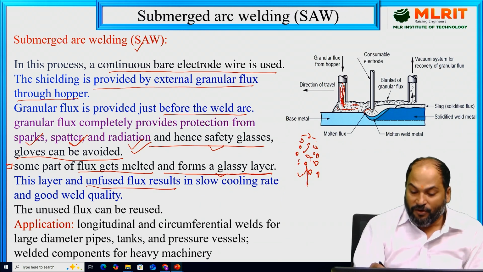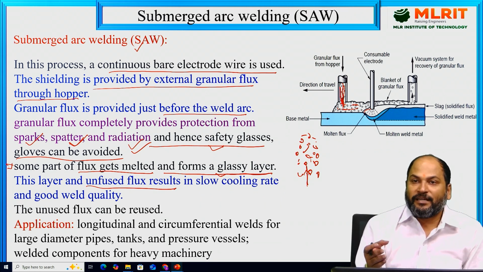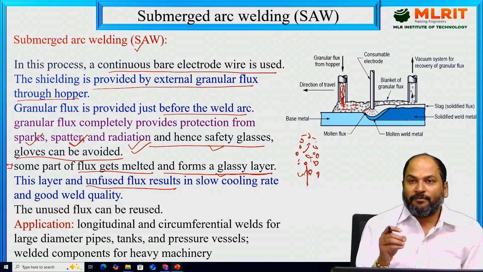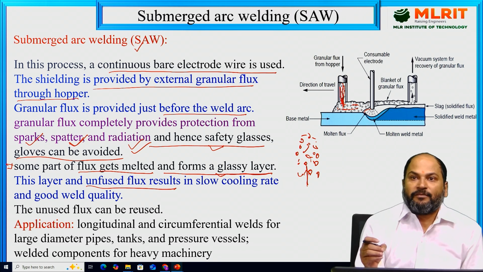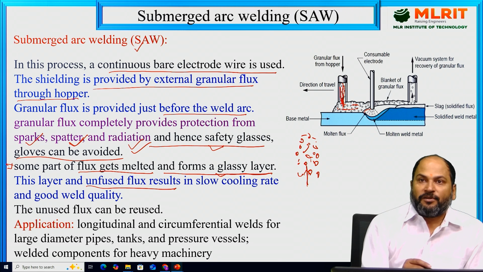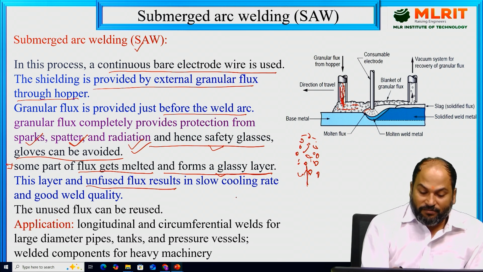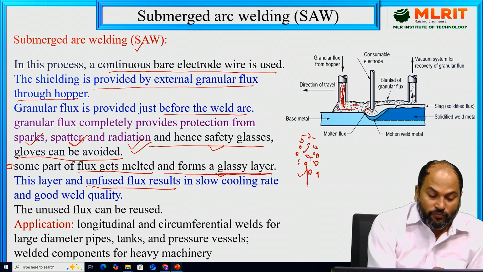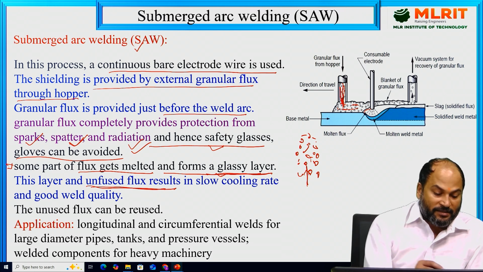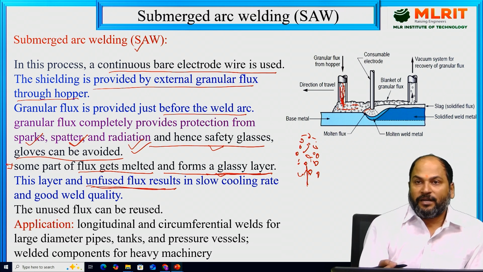So what happens after we do the welding? There will be a temperature difference, so it will cool slowly, and the cooling rate plays a very important role in deciding the property of the welded part. If the cooling rate is slow, it will improve the mechanical property of the part we are welding. So this is a very very important point to consider in this process. Because of the glassy layer and unfused flux, the cooling rate is reduced where we are welding, and because of that the mechanical property and weld quality will of course improve.